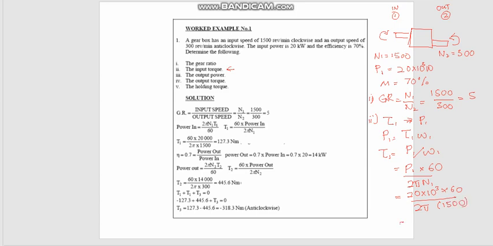And if you calculate this, it equals 127.3, and the unit is Newton meter. And the direction of the torque, remember torque is rotational force, so the direction of the torque is the same as the direction of the shaft. Given that the direction of the shaft is clockwise for the input, tau 1 would be clockwise also.